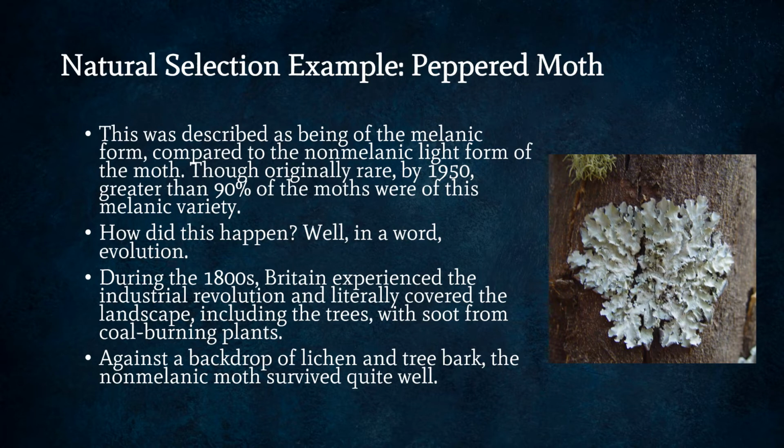During the 1880s, Britain experienced the Industrial Revolution and literally covered the landscape, including the trees, with soot from coal-burning plants. So here is the lichen in this picture, and you probably know what lichen looks like, even if you don't think of it as lichen. You've probably seen something like this before. So against the backdrop of lichen and tree bark, previously the lighter moth blended in, and you can see how the lighter colored moth would be camouflaged on this lichen.